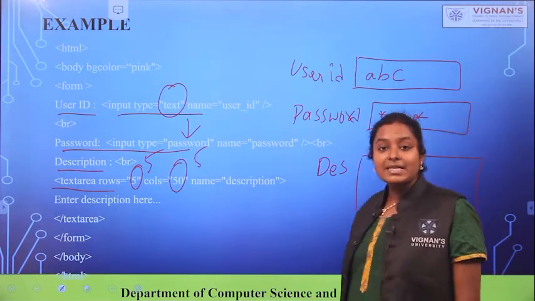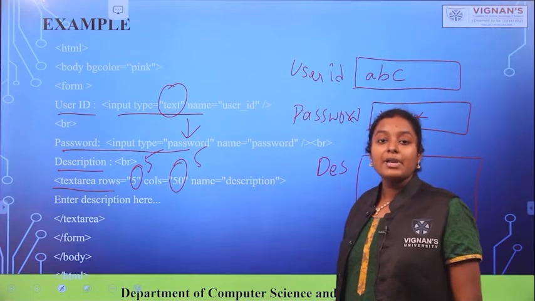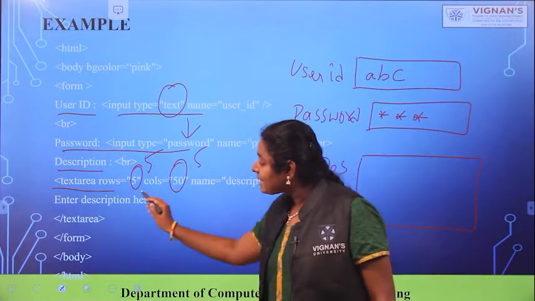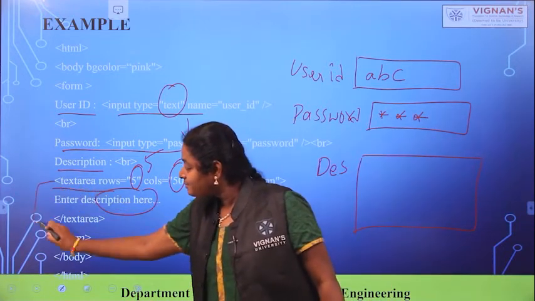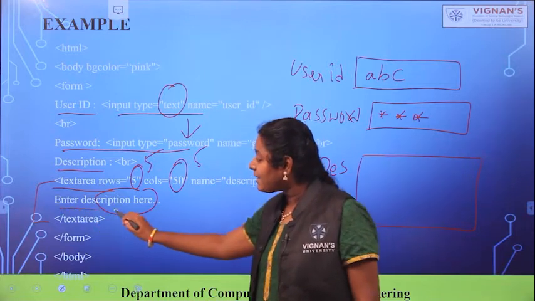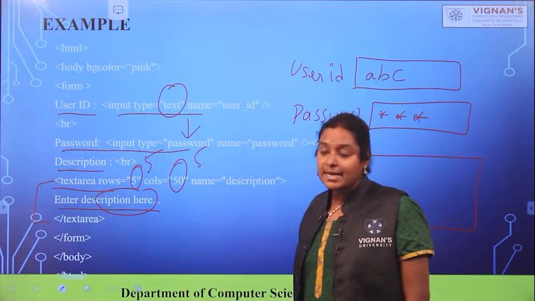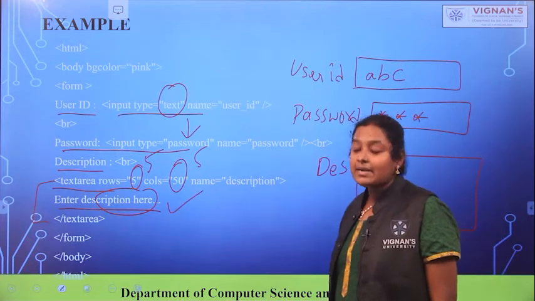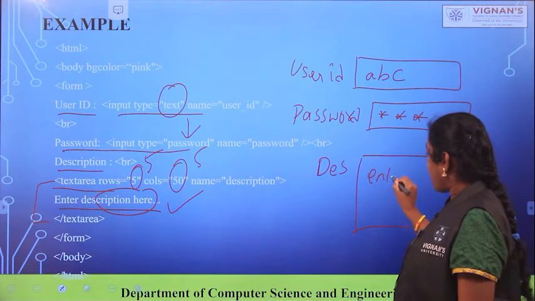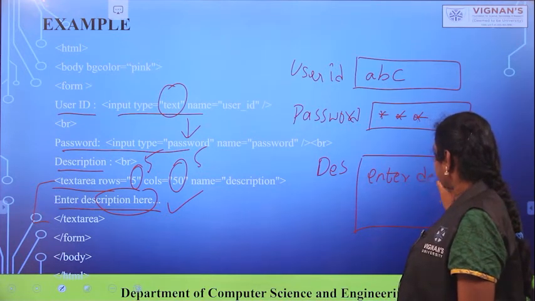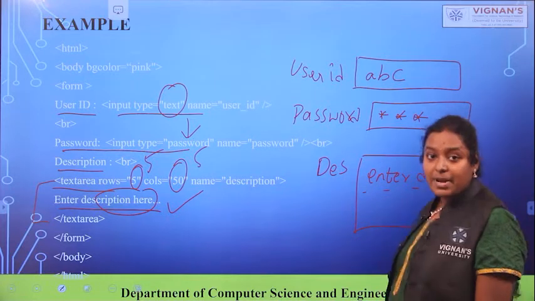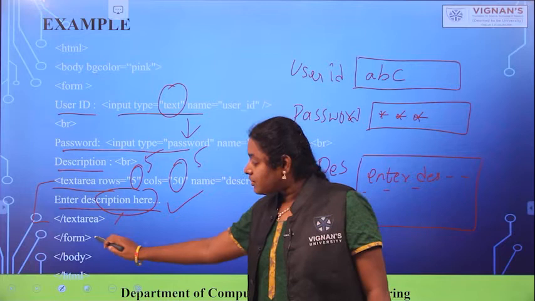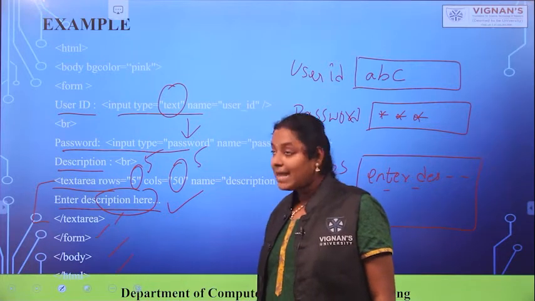When you use the text area, if you want to take multiple lines of input from the user, you have to take the text area. So what is the content I had written inside the text area tag? The content I write here will be displayed inside the text area control. What is the content I had written here? That is enter description. So it will be shown here. Enter description. Like this it will be displayed when you run this file. After that, close the text area, close the form tag, close the body, close the HTML.